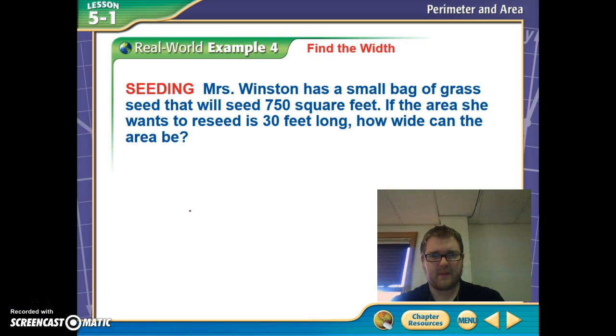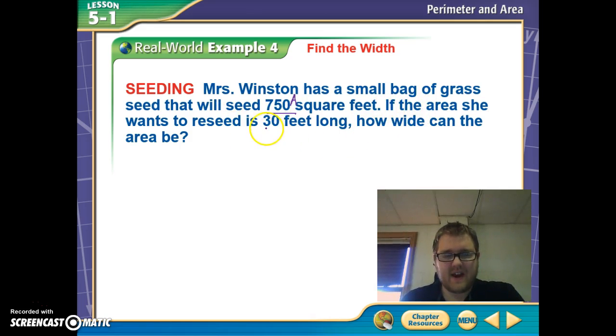Now this last example we're going to look at relates to a real world problem, if you ever need to figure out the area of a garden or how much grass seed you might need to fill a lawn. These area and perimeter measurements are important for that. So we have here Mrs. Winston has a small bag of grass seed that will seed 750 square feet. So we see square feet, that should be a red flag that that's an area, how much area she can seed with that grass seed.